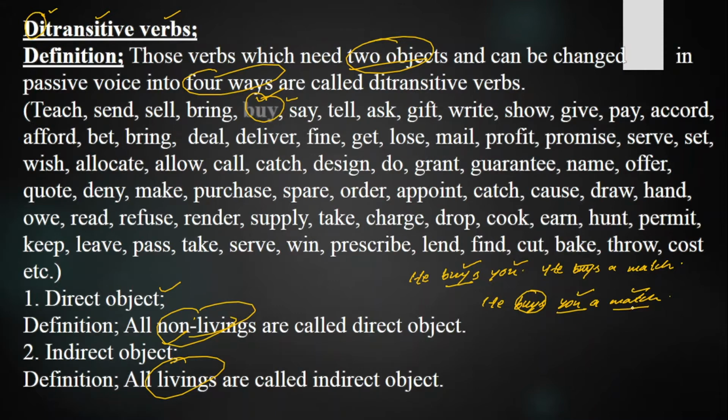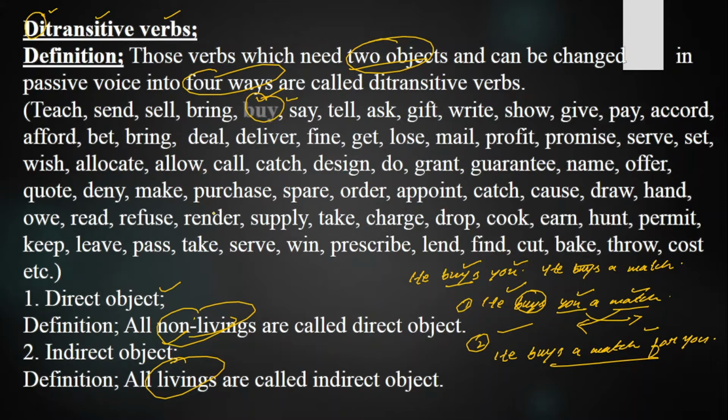And if you say, no, I want to bring the direct object at the beginning and the indirect object at the end, we will take the support of a preposition. The sentence will be in this way: he buys a watch for you. So this is the way to change it in another way. So there are two ways to write the sentences of ditransitive verbs in active voice.